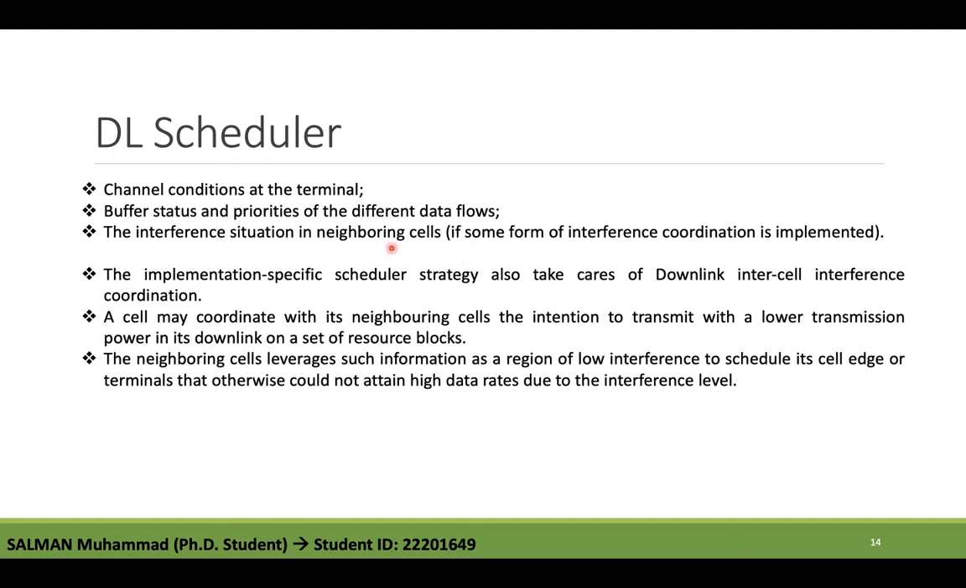if some form of interference coordination is implemented there. The implementation-specific scheduler strategy also takes care of the downlink intercell interference coordination. A cell may coordinate with its neighbor cells its intention to transmit with a lower transmission power in the downlink on a set of resource blocks. And finally, the neighboring cells leverage such information as a region of low interference to schedule cell edge terminals that otherwise could not attain higher data rates due to the interference level.